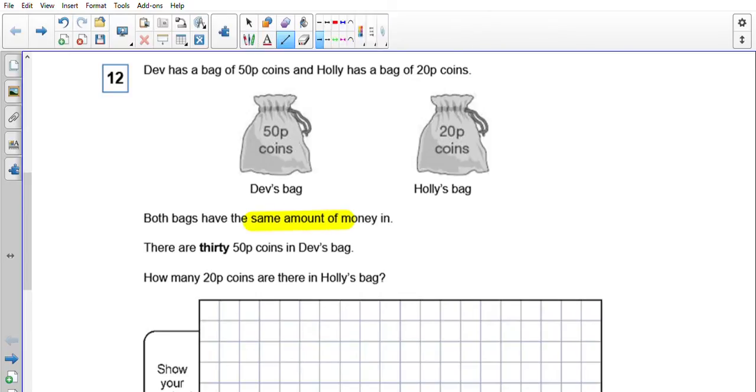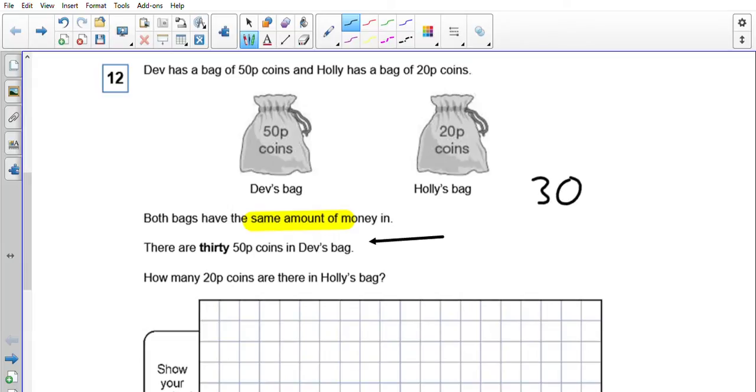Here, there are 30 coins in Dev's bag, which means he has 30 individual 50p coins. I could work that out as 30 times 50, but I can also think that if it's a 50p coin, 2 of them make £1, so that must mean that in Dev's bag he's got £15, because 30 times 50p is going to give me £15.